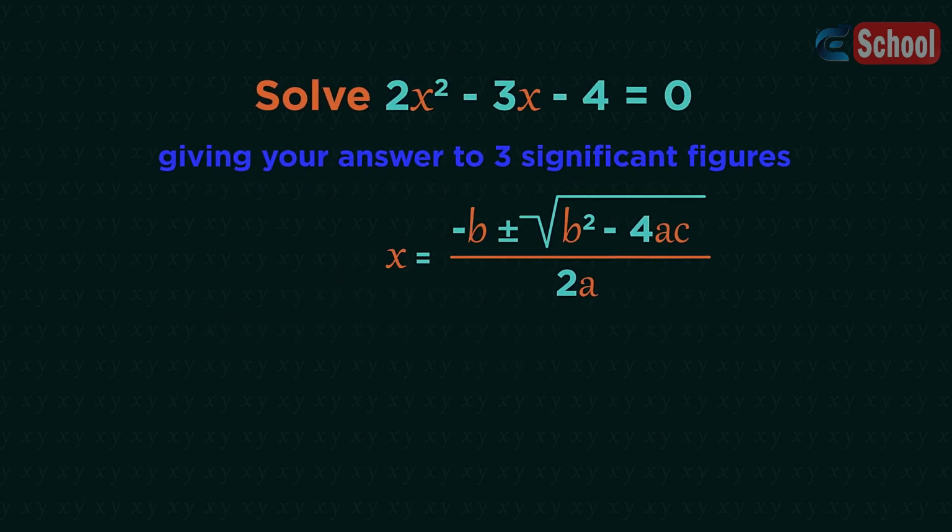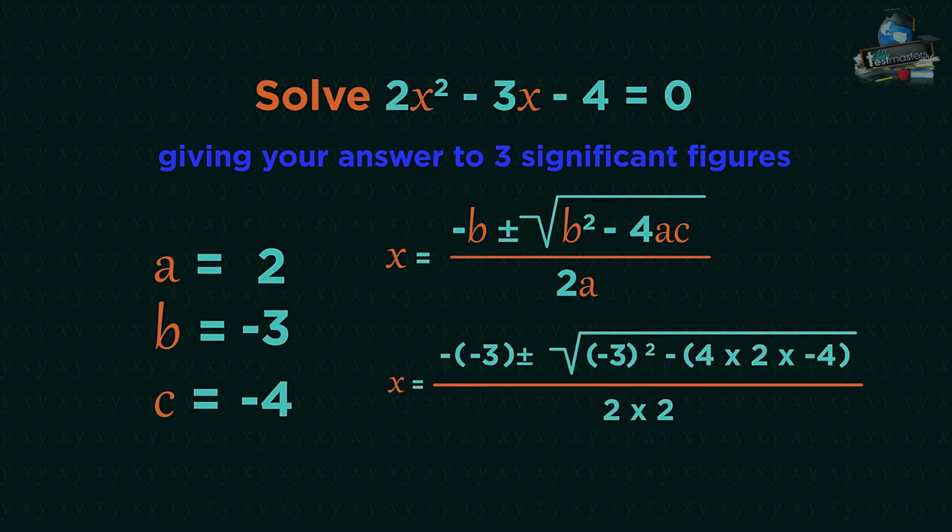Let's have a look at an example. a is positive 2, b is negative 3, and c is negative 4. And so we just substitute these numbers into the formula. Minus negative 3 plus or minus the square root of negative 3 squared minus 4 multiplied by 2 multiplied by negative 4, all of that divided by 2 multiplied by 2.